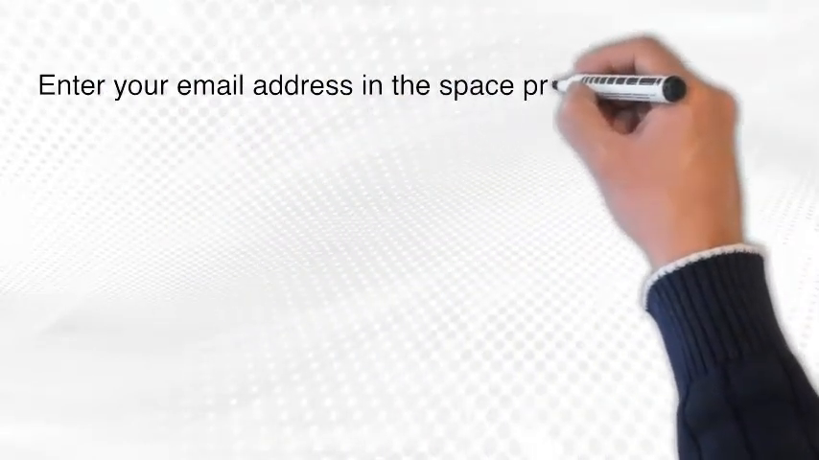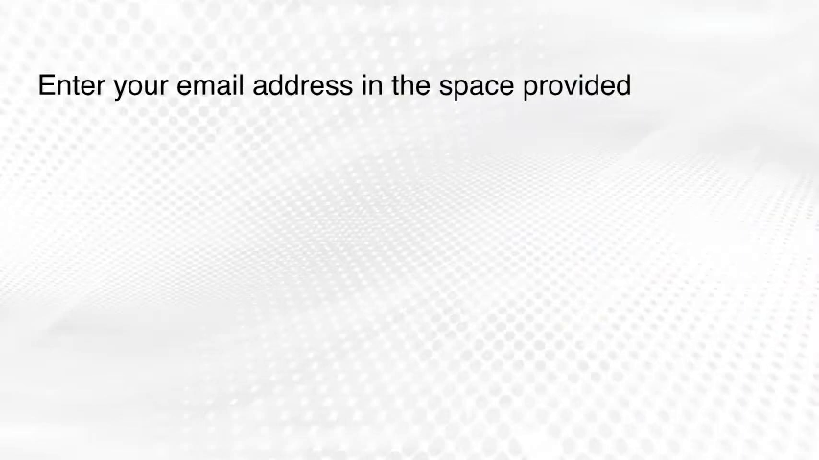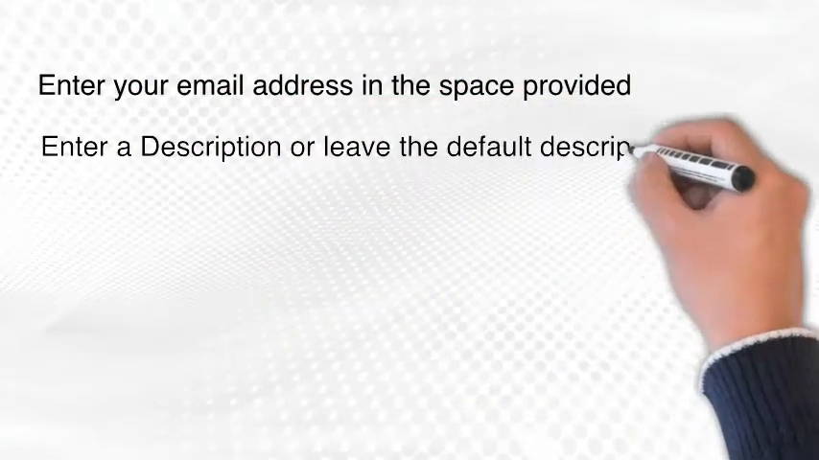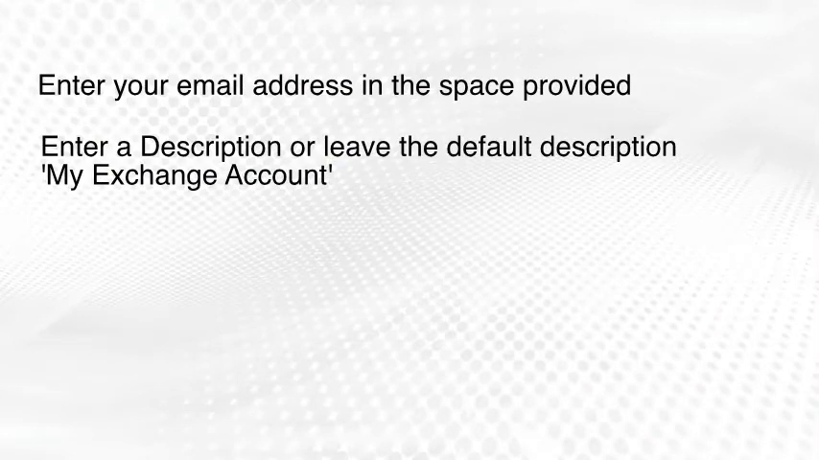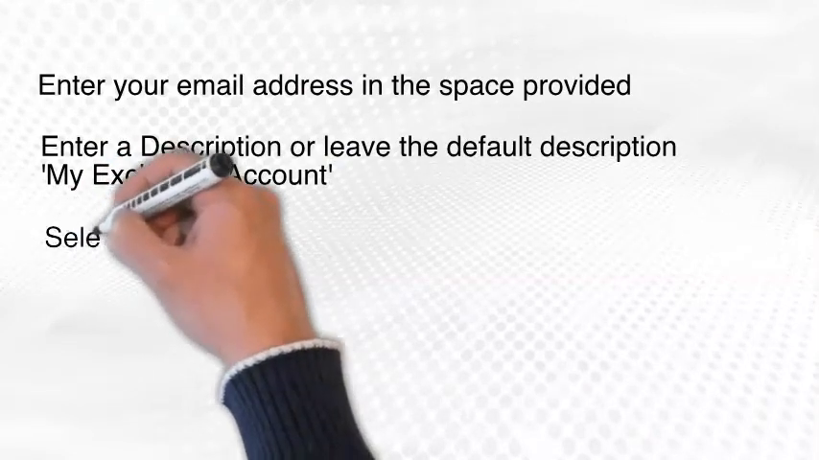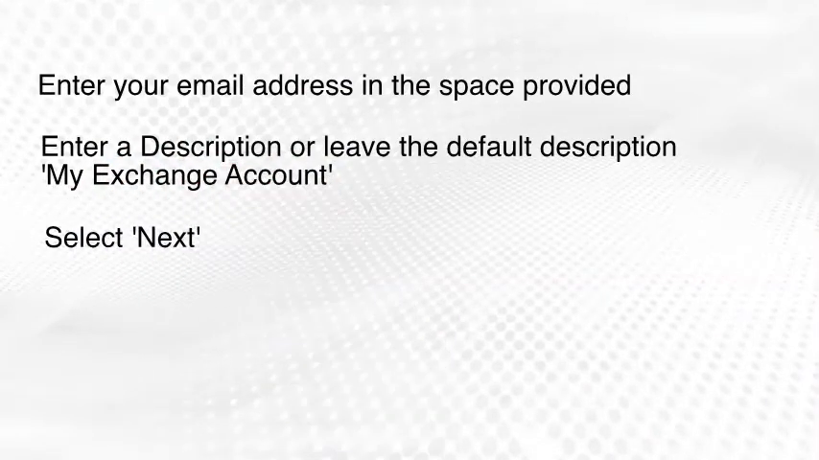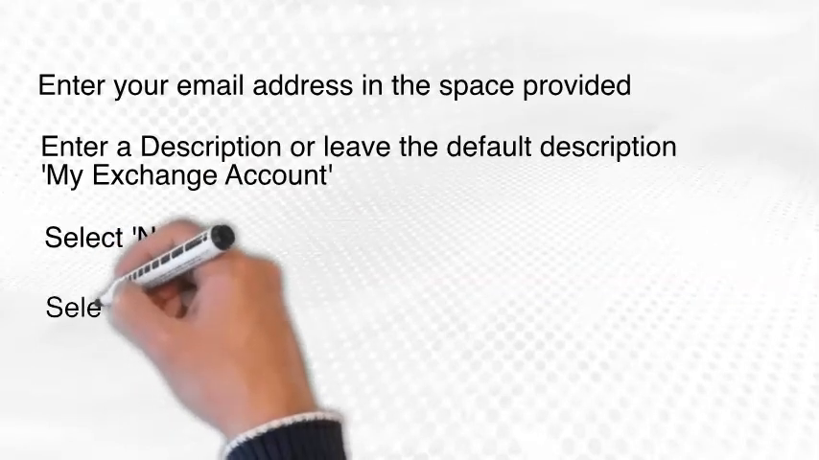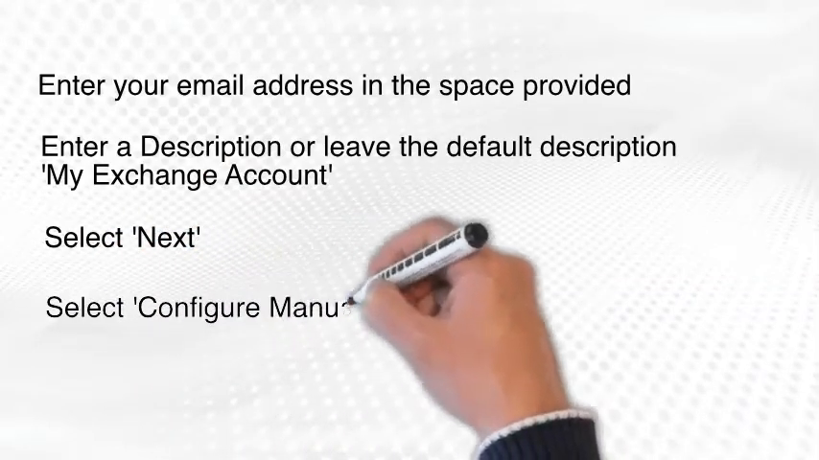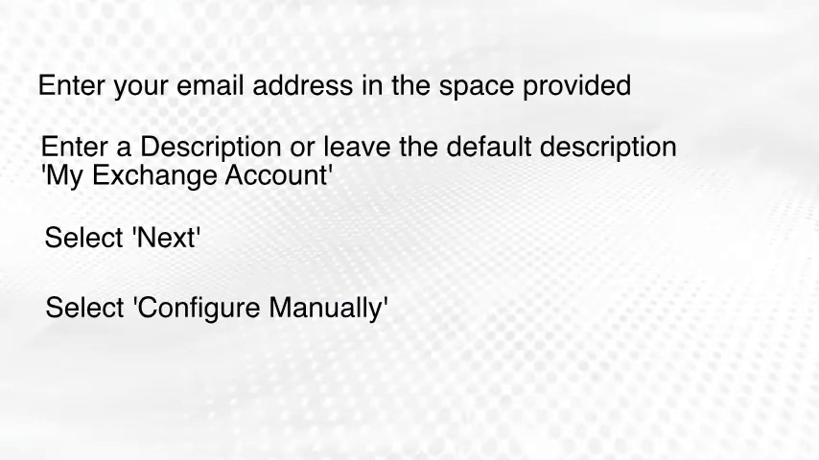Next up, we will enter the Zimbra email address. Now enter the email address you are setting up. You can also enter a description of the email you are adding. You can leave this at its default description. Now select Next. And then select Configure manually.